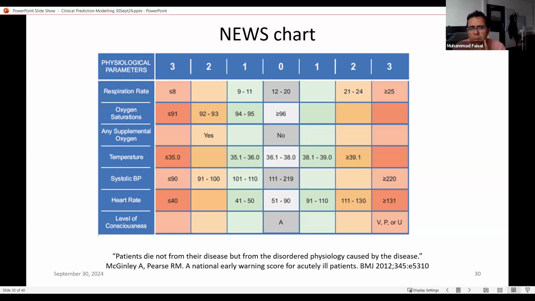If there is a really high score, they monitor every 30 minutes. If the score is normal, they monitor every 4 hours. So it depends on the severity.